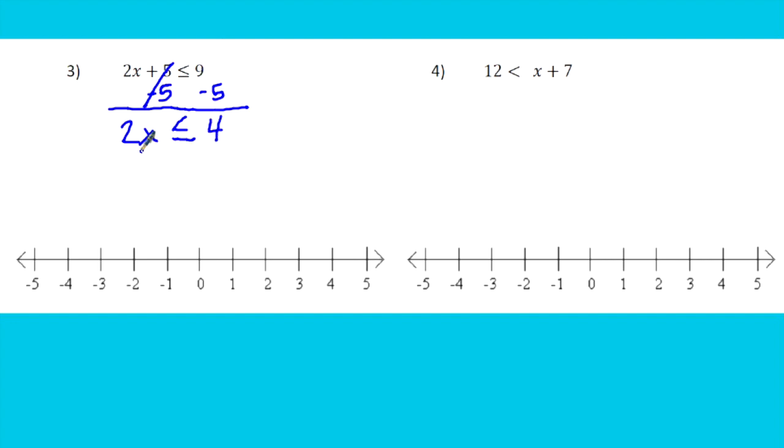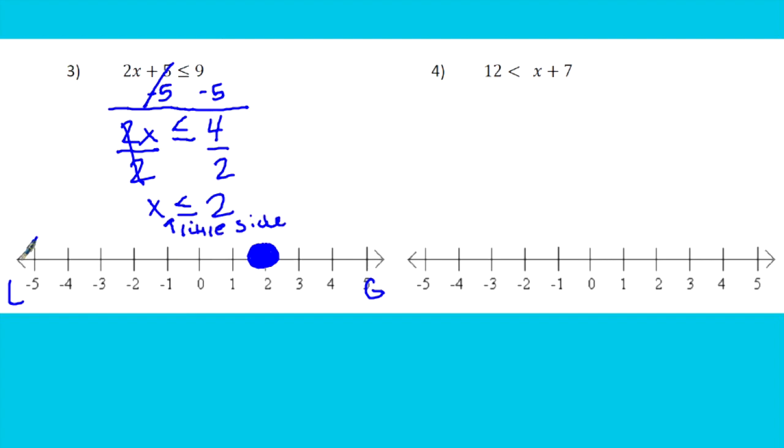Now we just have to treat this like a one-step inequality. We have 2x is less than or equal to 4. Right now 2 is being multiplied by x, so we're going to do the opposite and divide by 2 on both sides. When we do that, we're left with x is less than or equal to 2. So now we need to put a closed circle on 2 because we have less than or equal to. I'm going to put my L and my G to decide which way I need to shade. And the little side here is facing our variable, so we'll be shading towards the L this time. I'm just going to fill in that whole side.